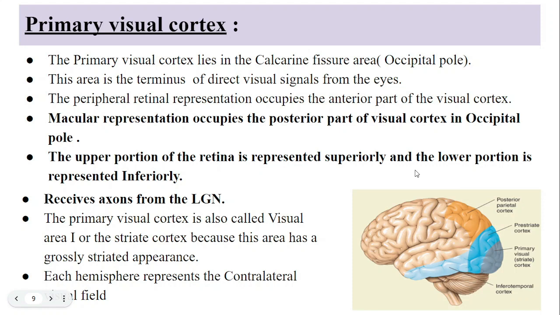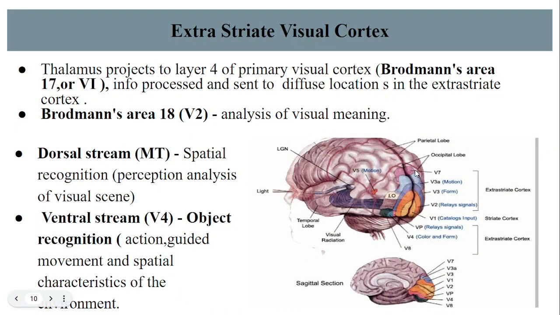This retinotopic organization allows the brain to create a detailed map of the visual field, which is essential for visual perception and recognition. Damage to the primary visual cortex can result in various visual impairments such as blindness, visual field defects, and difficulty recognizing objects or faces. However, the brain has the ability to adapt to changes in visual input, and with rehabilitation, some visual function may be regained. Extrastriate visual cortex.